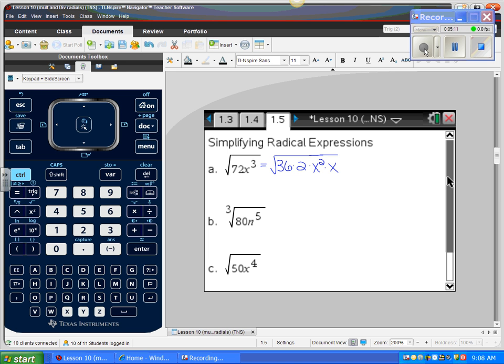Good. Are we okay with that? Square root of 36? Plus and minus 6. Square root of x squared? X. And then those go back under the radical, so we have plus and minus 6x square root of 2x. Okay? Are we okay? Okay. For the rest of these, we're going to work with just the principal square root.